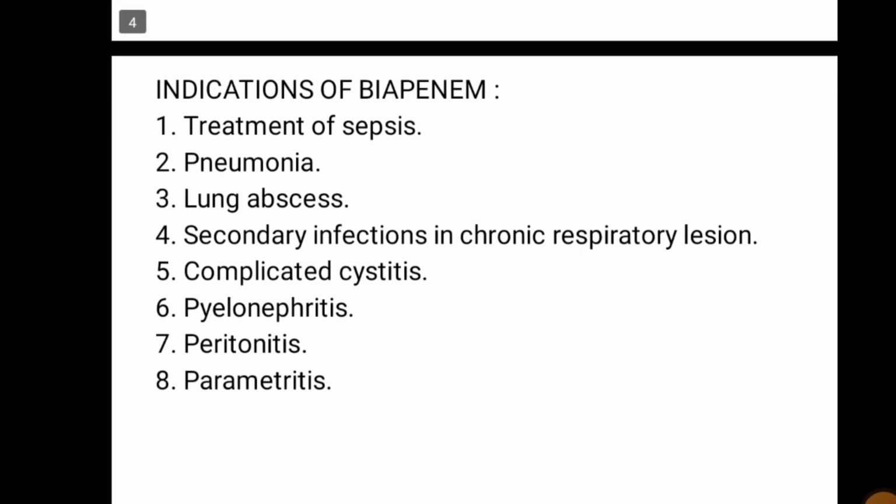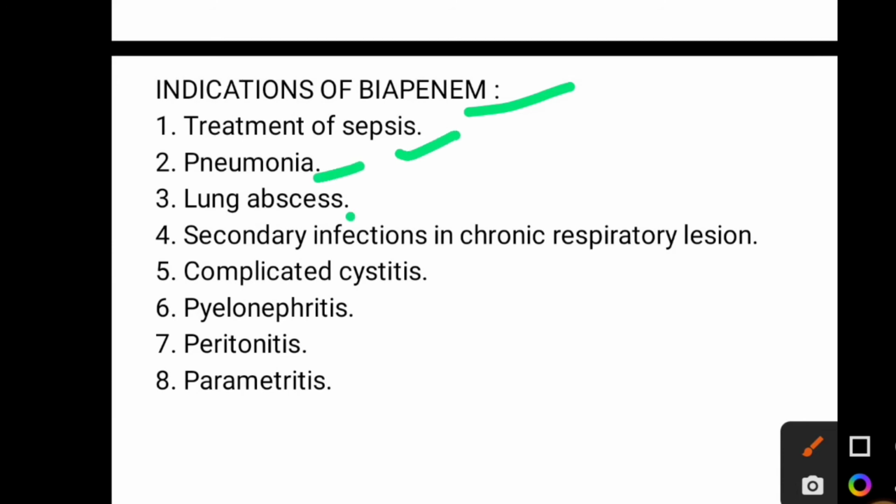Next, we're coming to the indications of biapenem. The biapenem drug is indicated in the treatment of sepsis, pneumonia, lung abscess, secondary infections in chronic respiratory lesions, complicated cystitis, pyelonephritis, peritonitis, and parametritis.